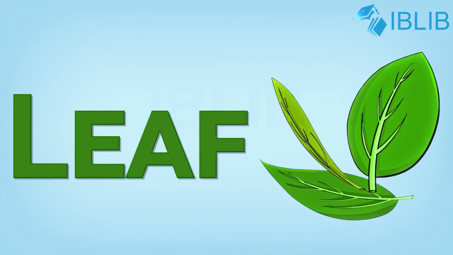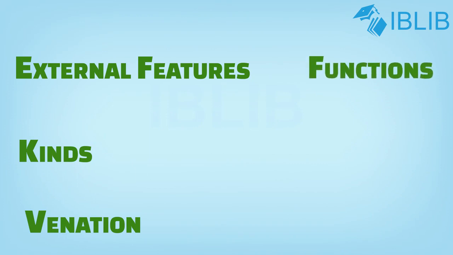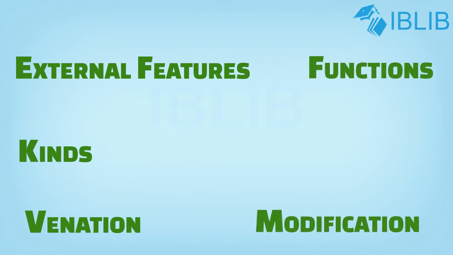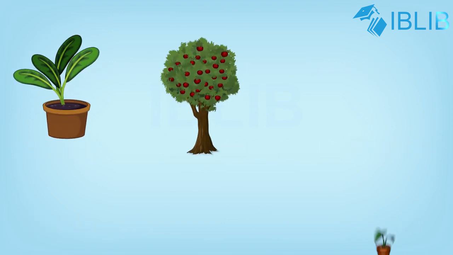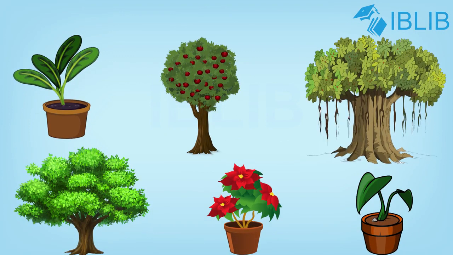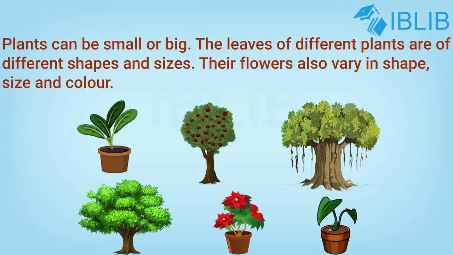Today we are going to learn about leaves, specifically its external features, kinds, venation, arrangement and much more. Prior to that, we should also know something about plants. You have seen many plants around yourself. Do they all look alike? No. Every plant is different in different ways, like what kind of flowers it has, what kind of fruit it bears, what kind of leaves it has.